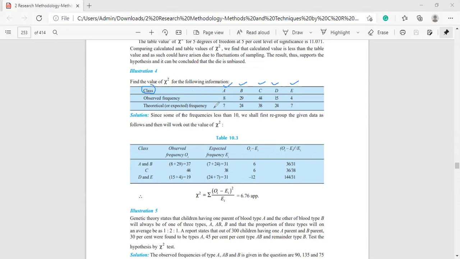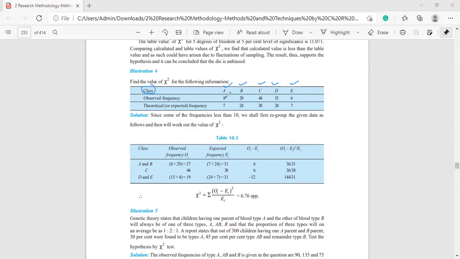Some of the frequencies are actually less than 10. Here you can see the observed frequency of A is 8 and the theoretical frequency of A is 7. It is less than 10. Similarly, the observed frequency of E is 4 and the theoretical frequency of E is 7. So some of the frequencies are less than 10. So we shall first regroup the given data and then work out the value of chi-square.